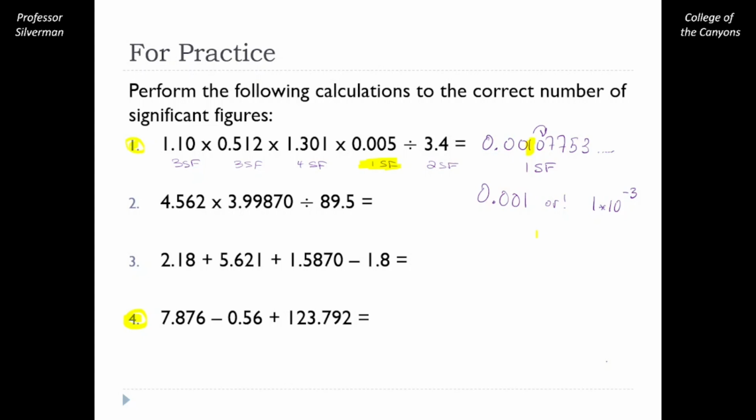Looking at number 4, we have a combination of addition and subtraction. Now we need to count up the number of decimal places. And we only get to keep the fewest number of decimal places. Our calculator tells us 131.108, but we only get to keep 2 decimal places. We're going to round this 0 up to a 1 or down to just 0. In this case, I want to round it up to 1.